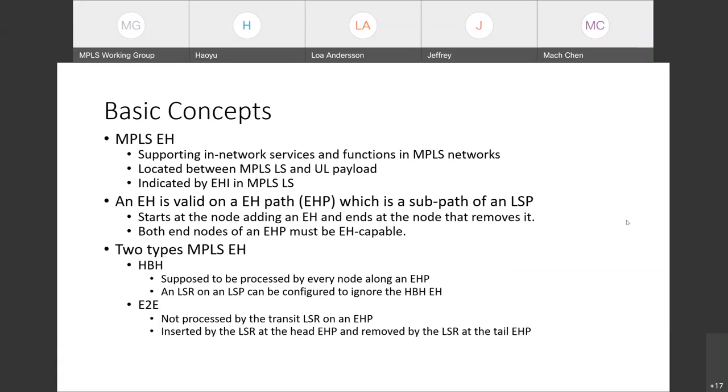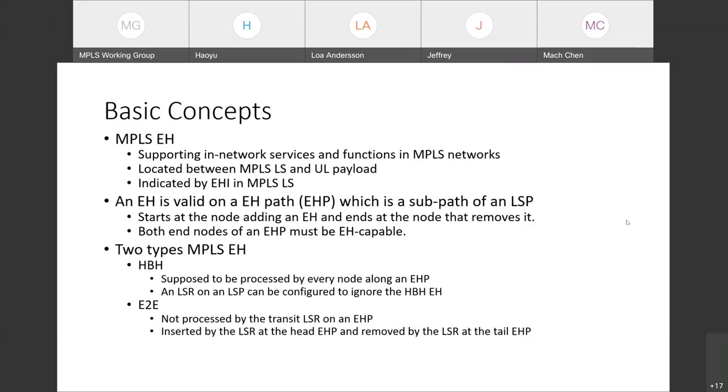It can start and end at any node on the LSP. But one requirement is that both end nodes of an EHP must be extension header capable, because the head end needs to add the extension header and the tail end needs to remove the extension header. And a specific extension header is only valid on a particular extension header path associated to it. And there are two types of MPLS extension headers. The first type is hop by hop. It is supposed to be processed by every node along an extension header path. And an LSR can be configured to ignore the HBH extension header.